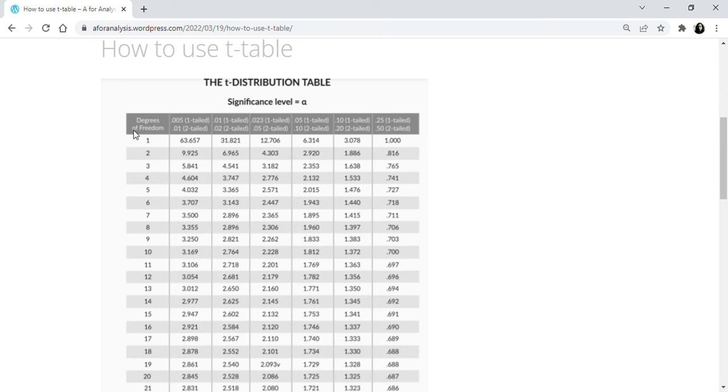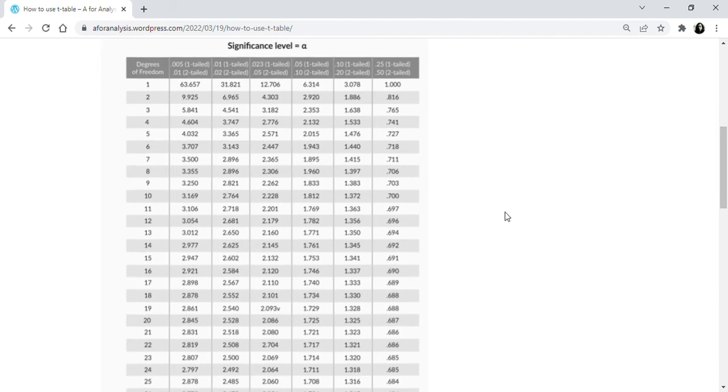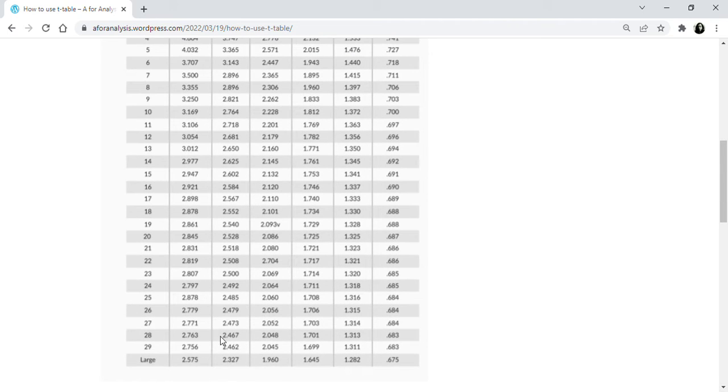On one side you can see that we have degrees of freedom, and on the other side we have the alpha value for one-tailed and two-tailed, and using these two pieces of information we can find the corresponding t value. Let's take one example. We have values from 1 to 29 for degrees of freedom, and large means when the sample size is greater than 30.